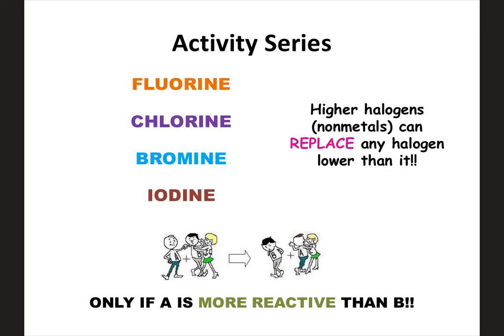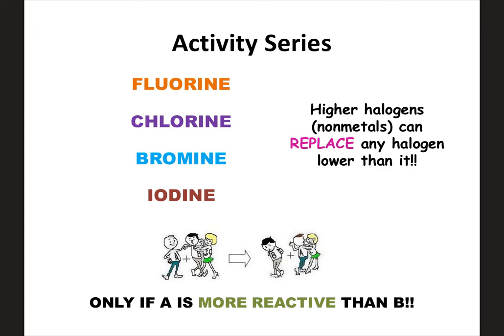So we saw the activity series for metals, which you would always be given. Here's the activity series for non-metals. And you would never be given this list because it's right from your periodic table. All right. So if you were doing a single replacement reaction and the lone element was a non-metal, non-metals can only kick out non-metals.